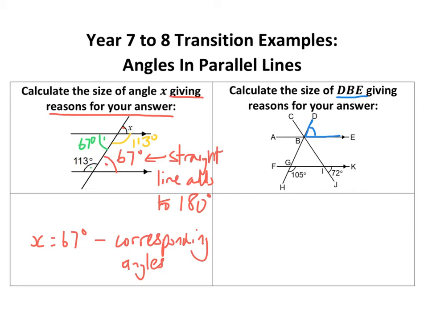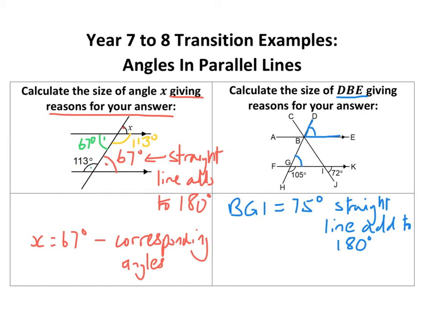Now, I think the easiest is probably to find this angle here, which I would describe as BGI. BGI equals 75 degrees, straight line. So angles at a point on a straight line add to 180. Okay, so that's fine. So BGI is that angle.